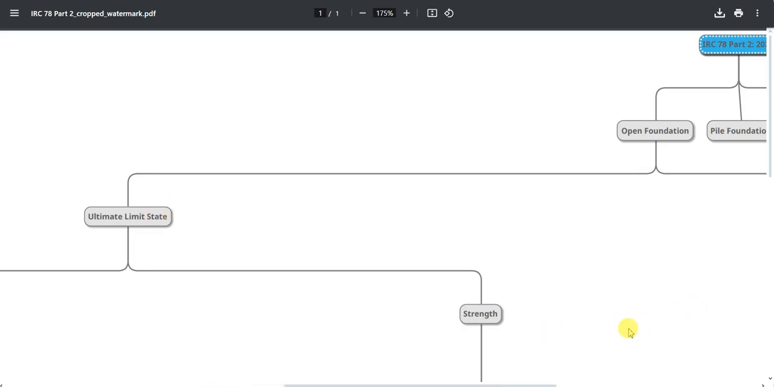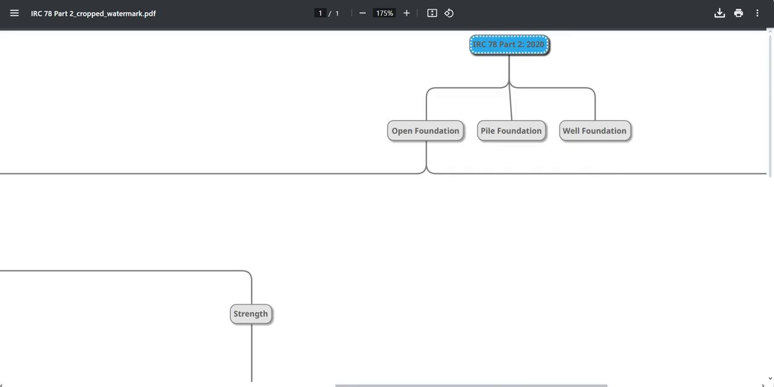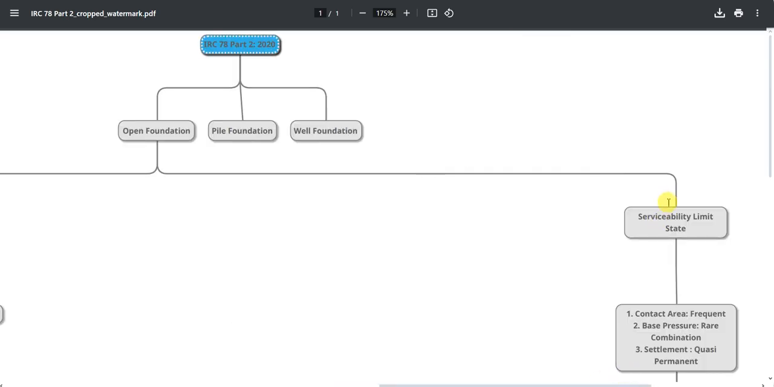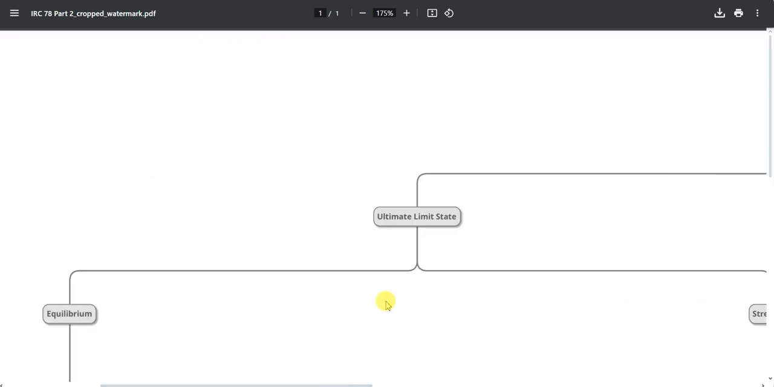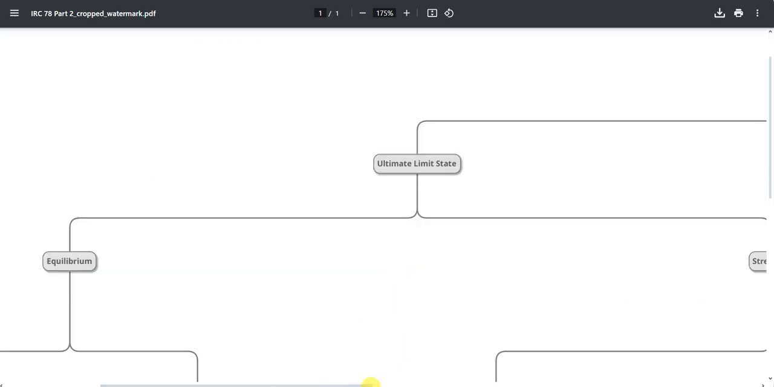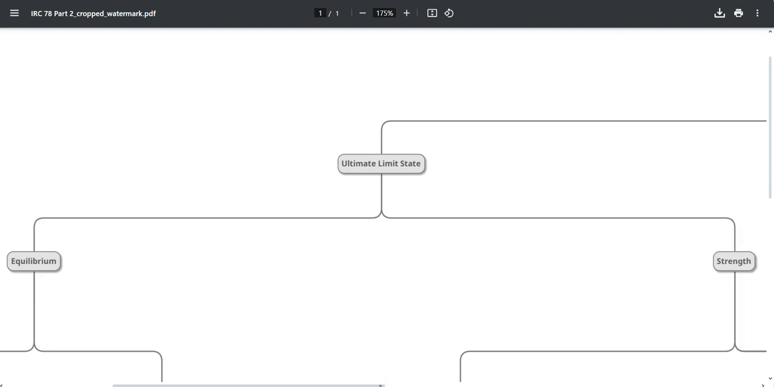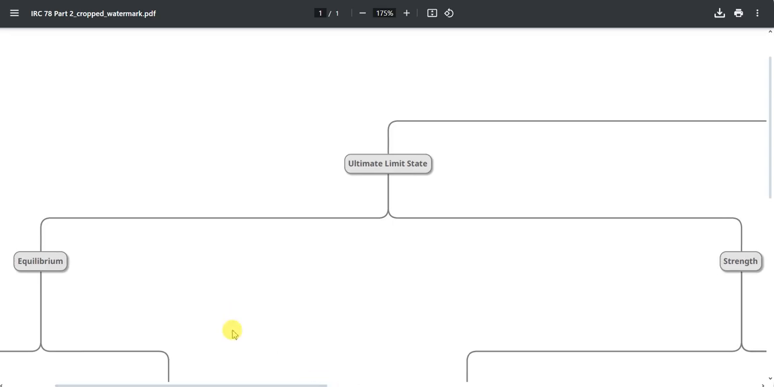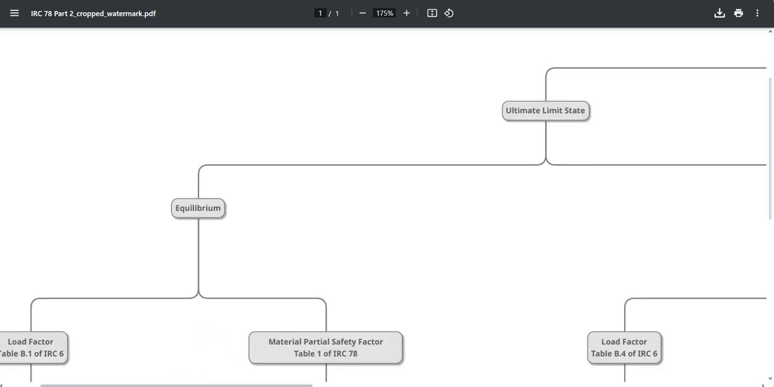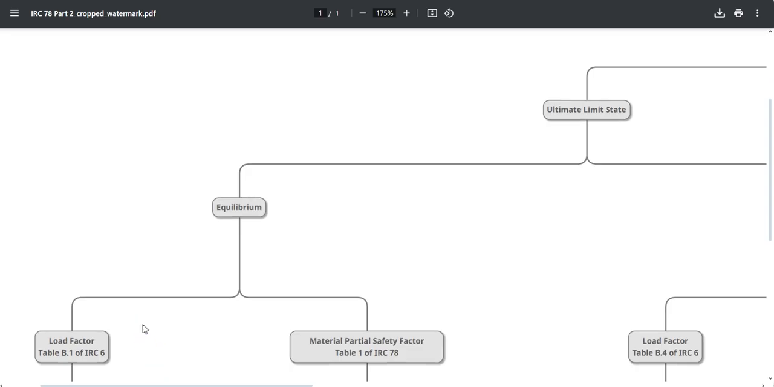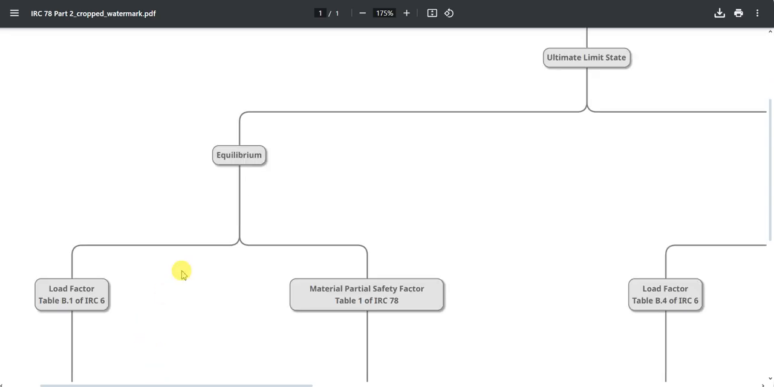As we see, for the open foundation in limit state, we have two limit states. One is the ultimate limit state and the second one is the serviceability limit state. First, if we go to the ultimate limit state, we have two checks to be made. One is for equilibrium and the second one is for strength.